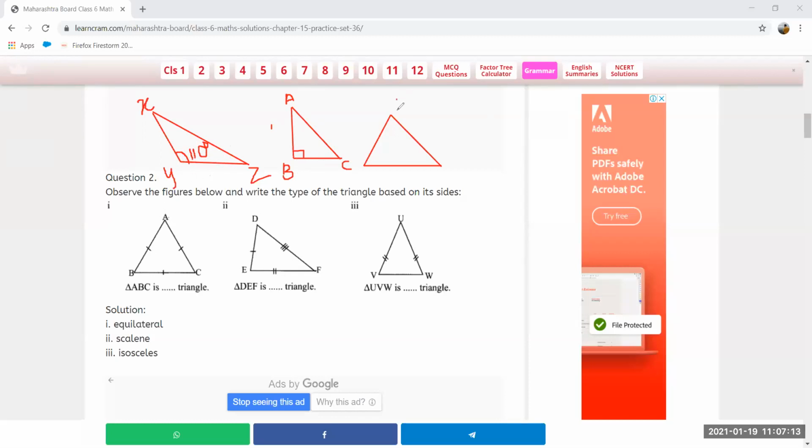Now this triangle, for example PQR, if one of the angles is 50 degrees, another angle is 70 degrees, and this angle is 60 degrees, then what is this triangle known as? On the basis of angle, acute angle.